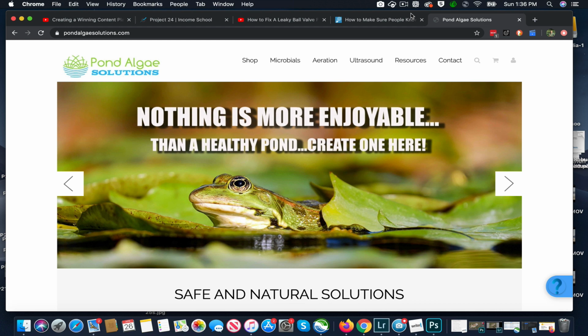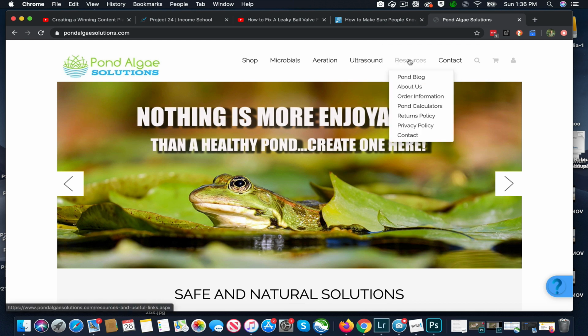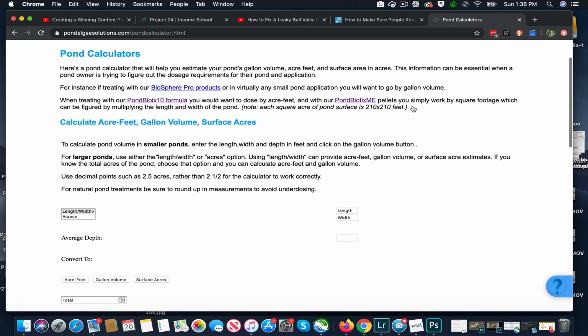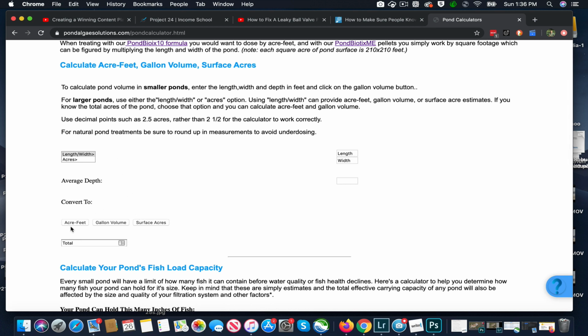Now, on our site at Pond Algae Solutions, under the Resources tab right here, you'll see partway down a link to pond calculators. And these calculators will help you if you put in the average length, average width, average depth. You can convert those numbers over to acre feet, gallon volume, and surface acres. More specifically, these first two are the ones you'll want to focus on. Gallon volume is probably the most common of them all. And you really want to establish what volume your pond has before you go forward with this stuff.